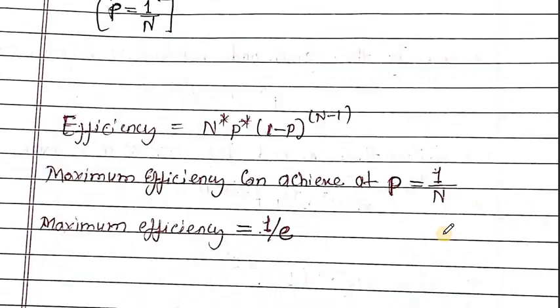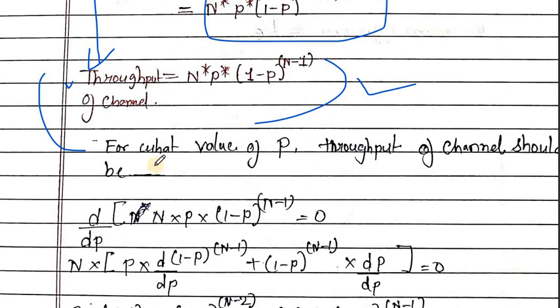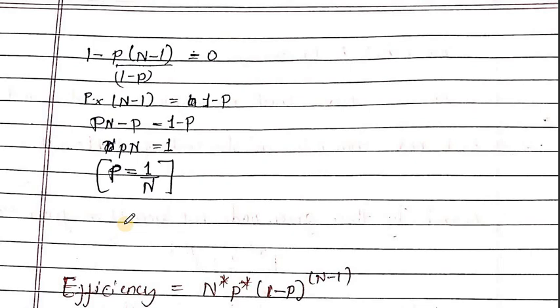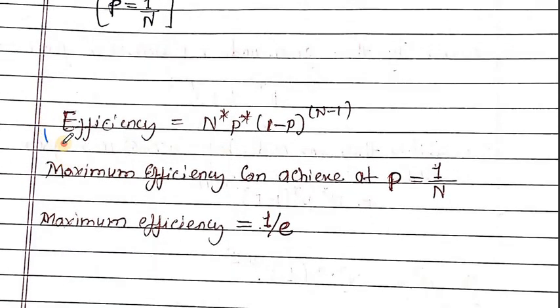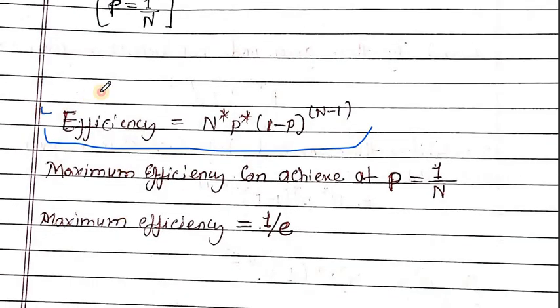Okay, here again the efficiency. Here is the derivation of the formula. P is a probability, and the throughput of the channel should be. If the probability is P, what is the throughput of the channel? Then the throughput of the channel at P equal to 1/n. So the efficiency of the channel, here is the formula for the efficiency of the channel, and maximum efficiency can be achieved at P = 1/n.